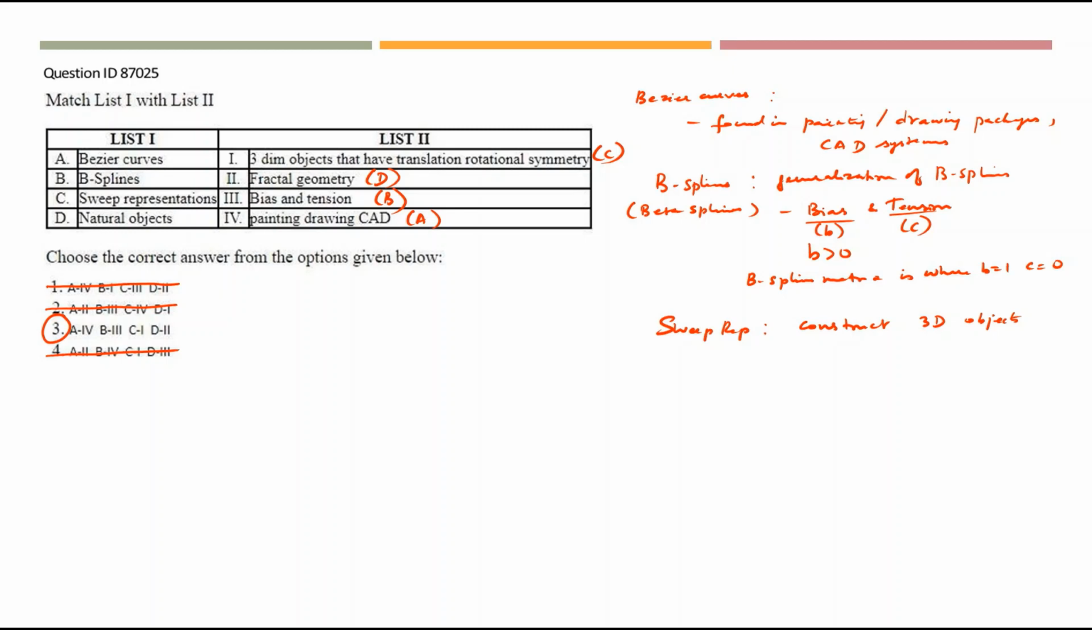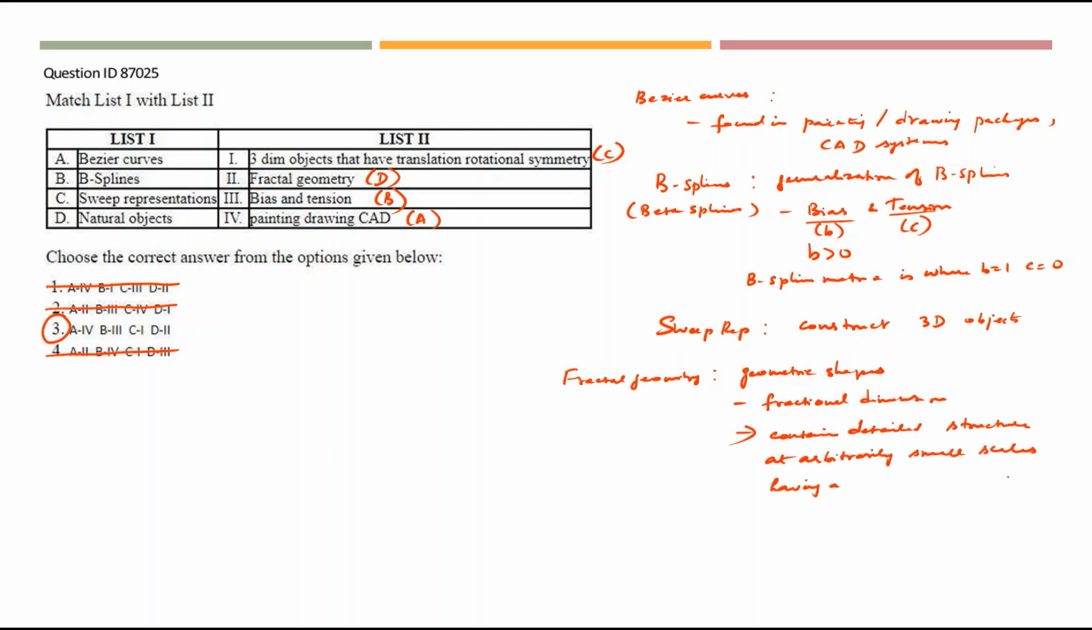So what is fractal geometry? It is the geometric shapes that have fractional dimension. They contain detailed structure at arbitrarily small scales, having a fractal dimension. There is a statement called fractal geometry is the geometry of natural objects. This way we are connecting natural objects to fractal geometry. With this we are completing unit 3 questions.